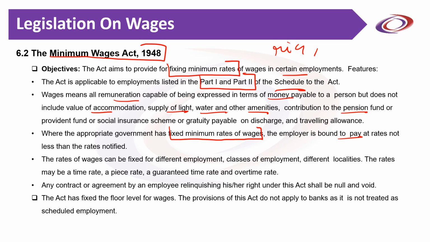The rates of wages can be fixed for different employments, classes of employment, and different localities. There may be a time rate, a piece rate, a guaranteed time rate, as well as an overtime rate. It is to be prescribed. Any contract or agreement by an employee relinquishing his or her right under this act shall be null and void. Now the act has fixed floor levels for the wages. It will also not be applied to the banks as it is not treated as scheduled employment. So the act does not apply to the banks.